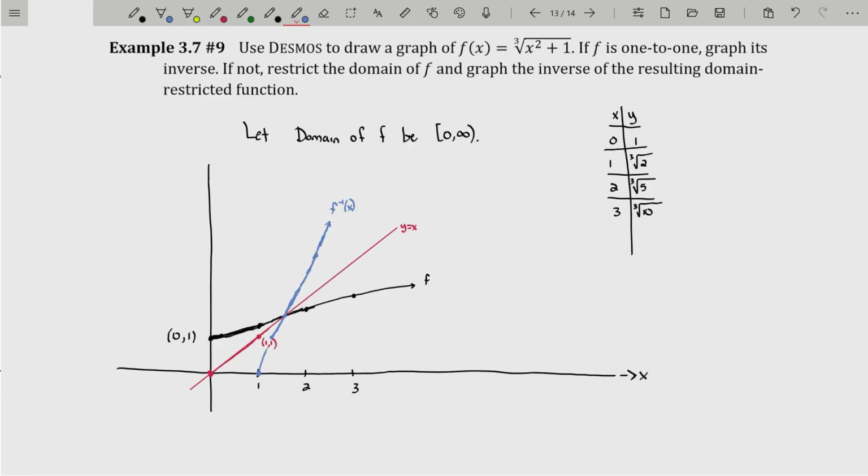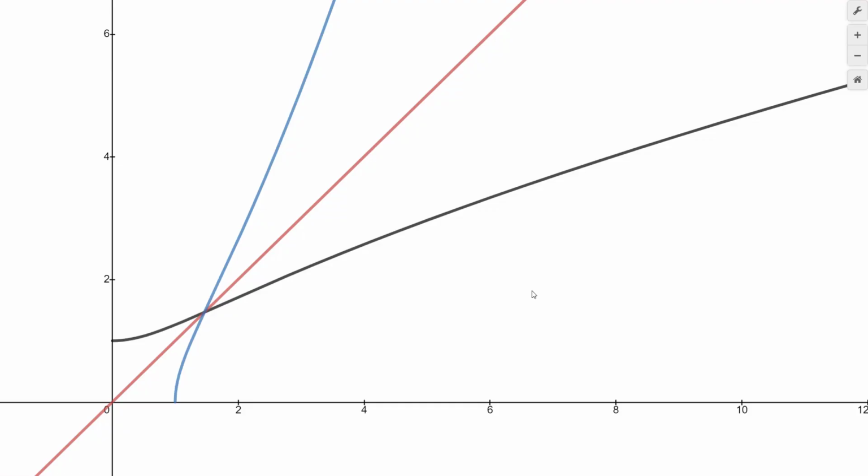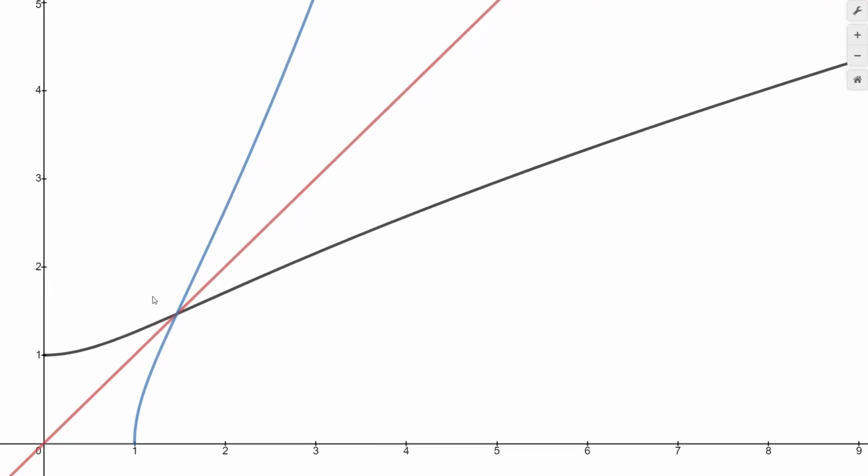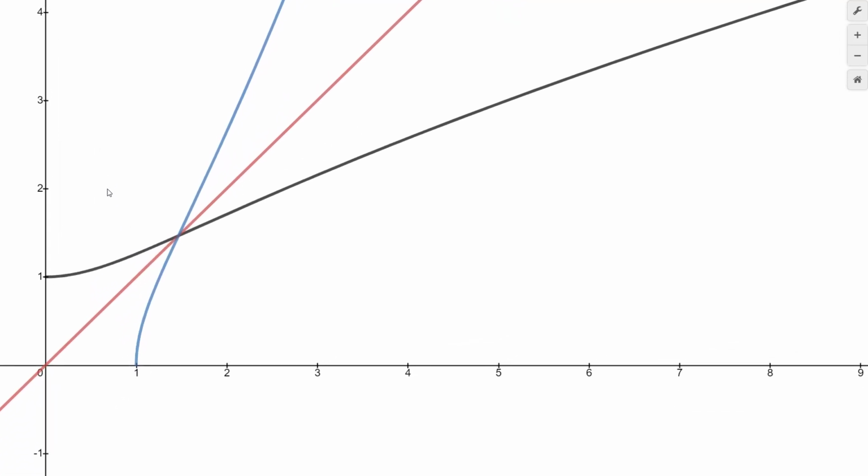Just a quick check to make sure I didn't miss anything else on the problem. So using Desmos, draw a graph of f, and then if f is 1 to 1, graph its inverse. Okay, so that's what we did. We didn't use Desmos, by the way, to graph the inverse. We could have, but we didn't. But just to showcase that we are correct, you can see I did actually graph them here in Desmos.